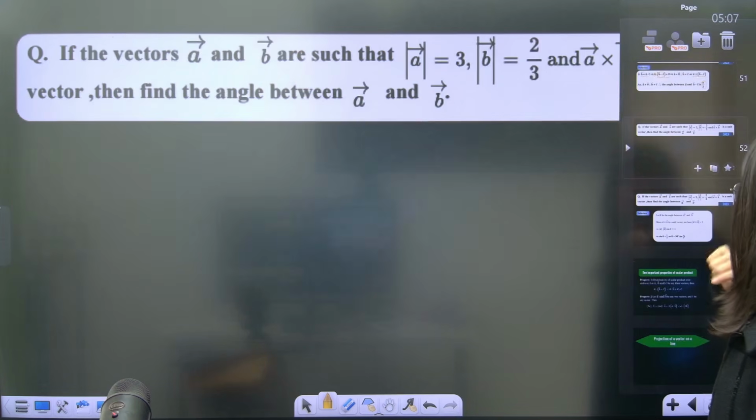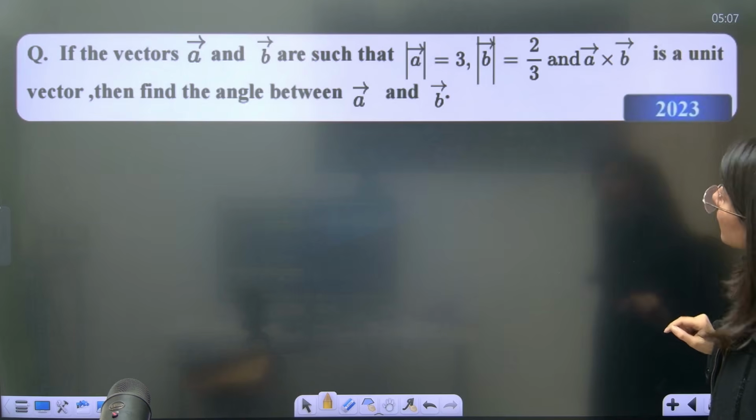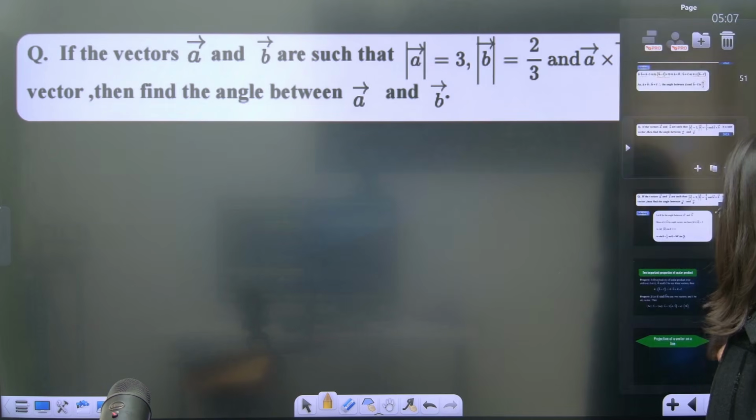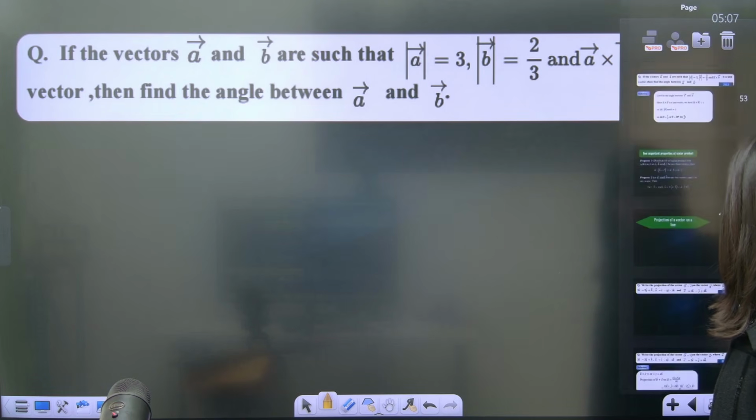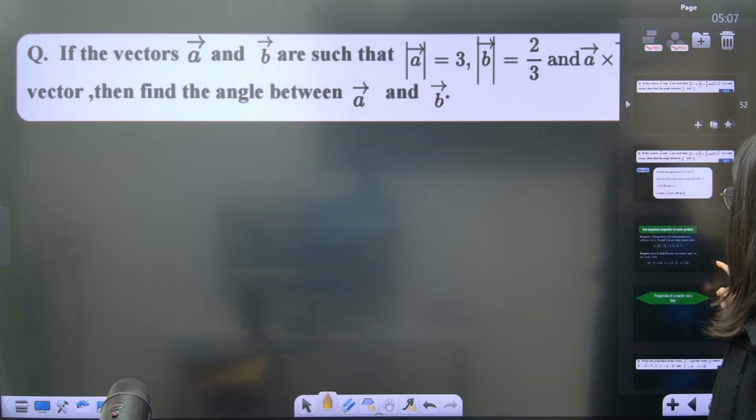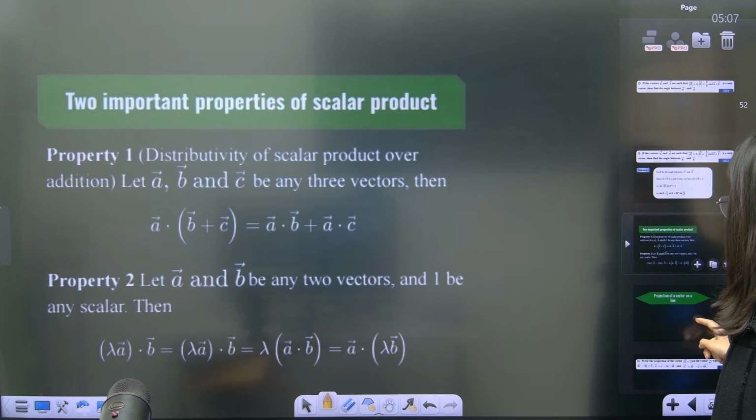Now, another question which is, no, again cross product is required now. So that is why, yes.